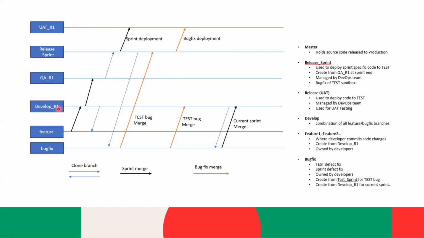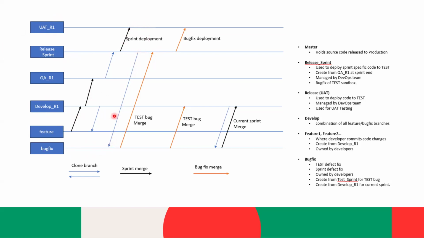When you fix your code in a bug fix that is created from develop R1, it means you are doing fixes on top of the next sprint code. That is, next sprint code is not present in UAT. Then again, if you merge that part, some other code will move on. So here you can see the concept for bug fix. From release sprint, we have created one branch, that is a bug fix branch. This bug fix is for UAT defects.